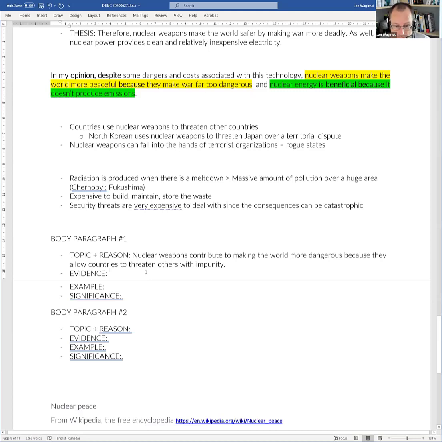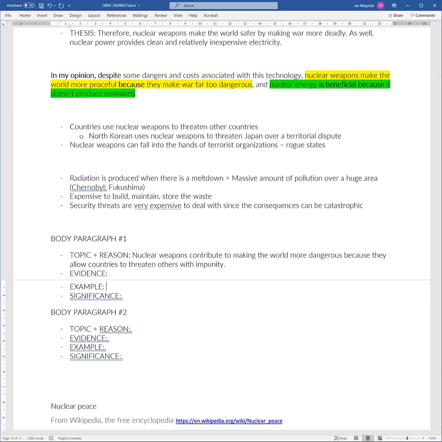So the example could be Korea. You could use the example of the United States or Russia or China threatening weaker powers that don't have nuclear weapons. It makes people more brave in a sense, having these weapons. So you could talk about North Korea here.